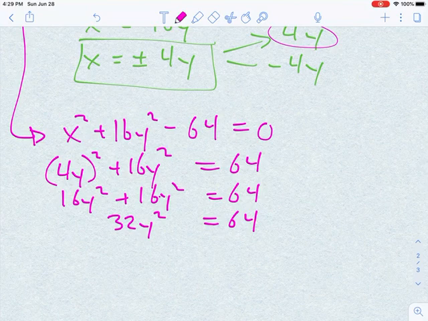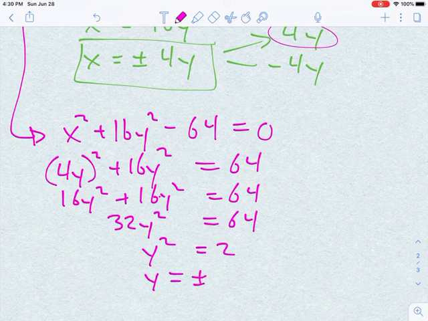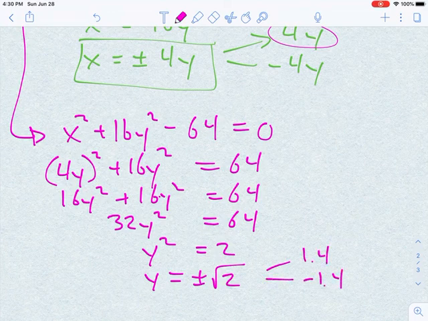And then finally, y squared equals 2, so y equals plus or minus the square root of 2. All right, so the answers here have to be in decimals. So the square root of 2, rounded to one decimal place, is 1.4. So y is equal to 1.4 or negative 1.4. But as we're working with it right now, it'll probably be just as easy to keep it in radical form and then change it to a decimal at the very end.